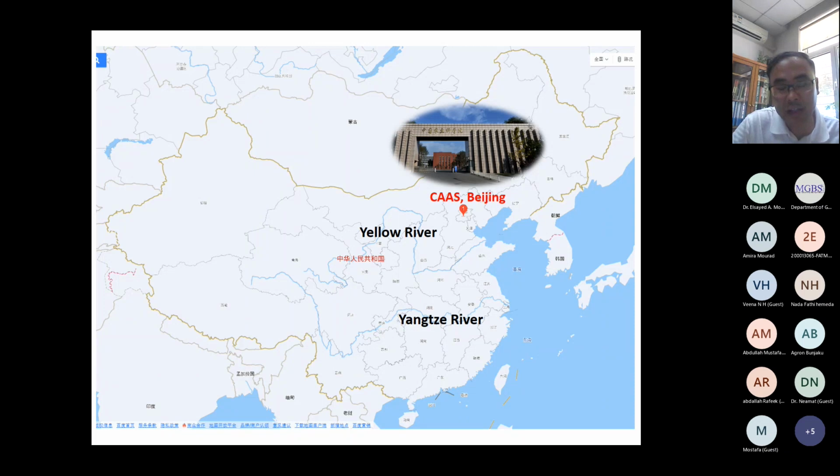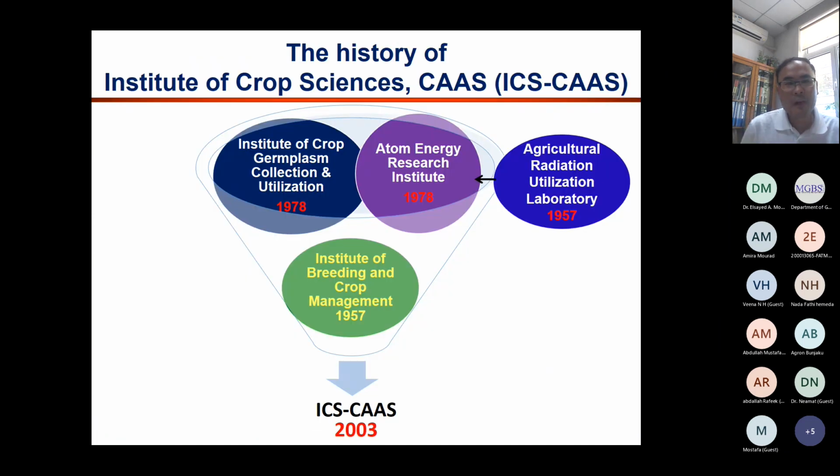So this is our major wheat area. About 80% of our wheat is planted in this green area. It's about 20 million hectares per year. Our institute was established in 1957. It's already more than 65 years.